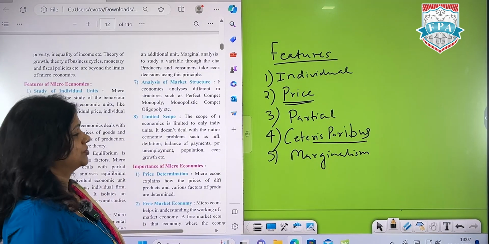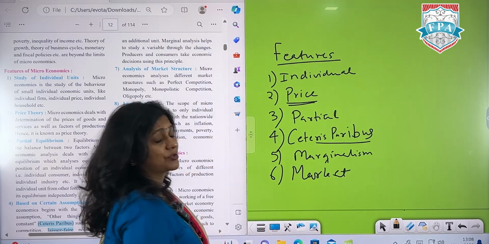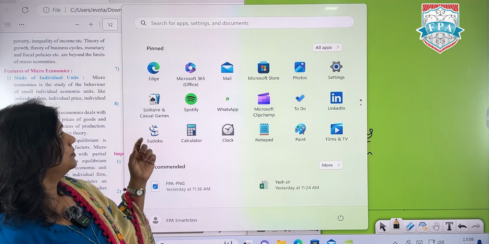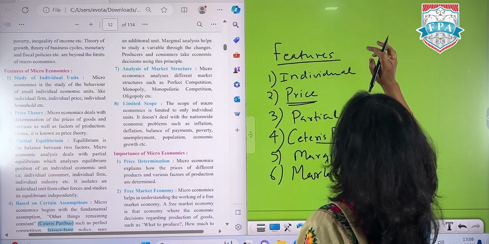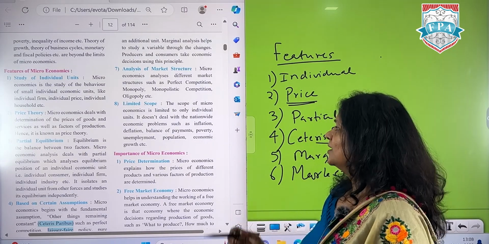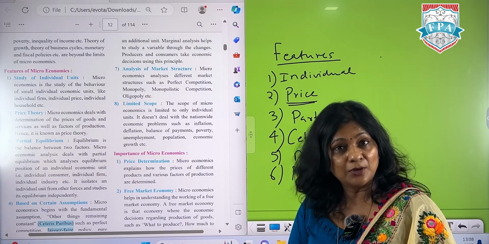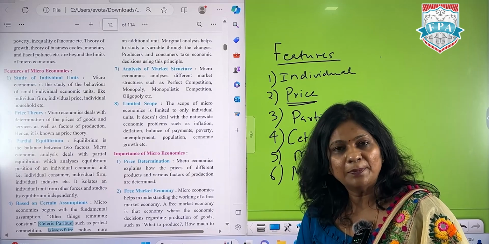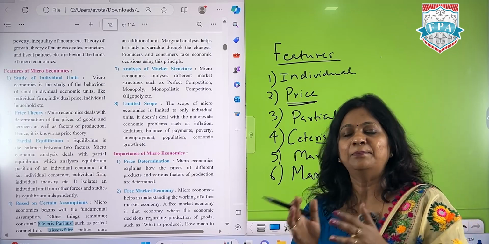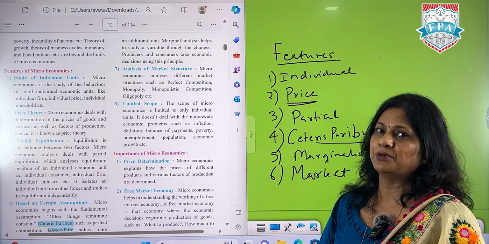Analysis of market structure. Market structure. Guys, we'll be studying it in detail in your chapters later on. We'll be talking about the various market structures: perfect competition, monopoly, monopolistic. So we'll be talking about the concept of perfect and imperfect markets, but later in the chapters. But all this is a feature of microeconomics.